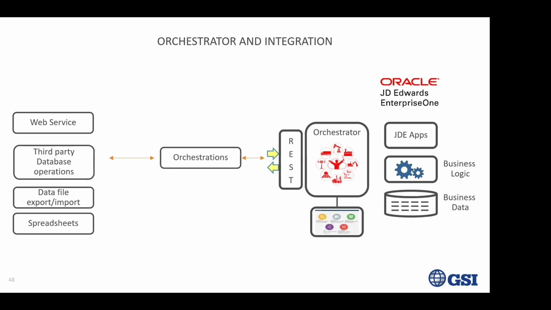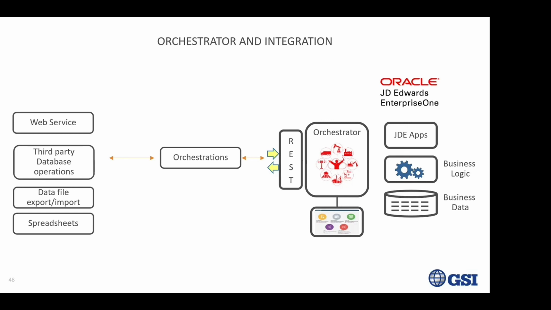All right, so I've got 5 minutes, or 4. I want to give you a quick orchestrator integration slide so that you can get a good feel of what is the most current tooling within JDE that you can take advantage of to integrate a web service, a data export or import to your JDE applications. If you look at this one particular slide, the REST calls are right next to the orchestrations, okay?